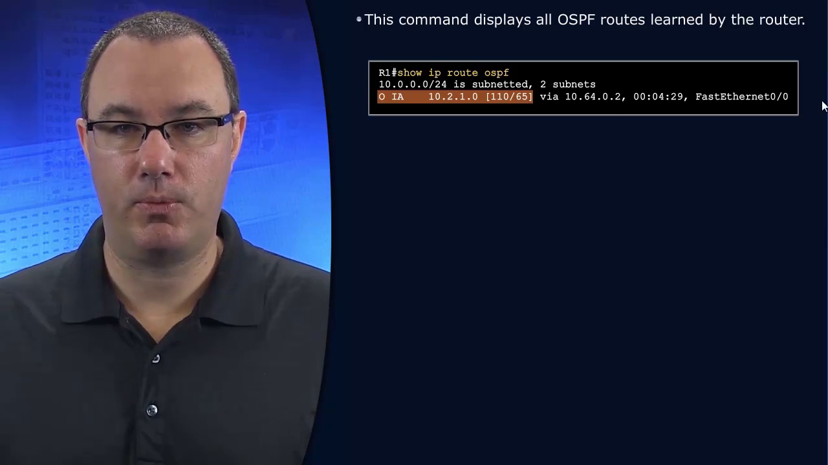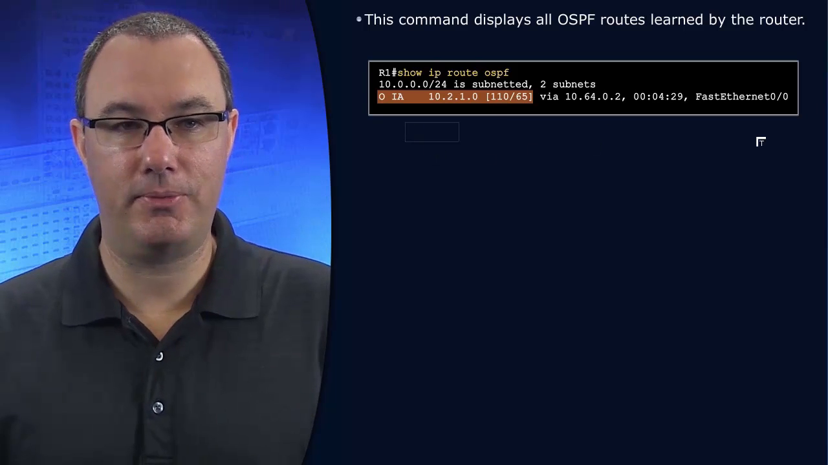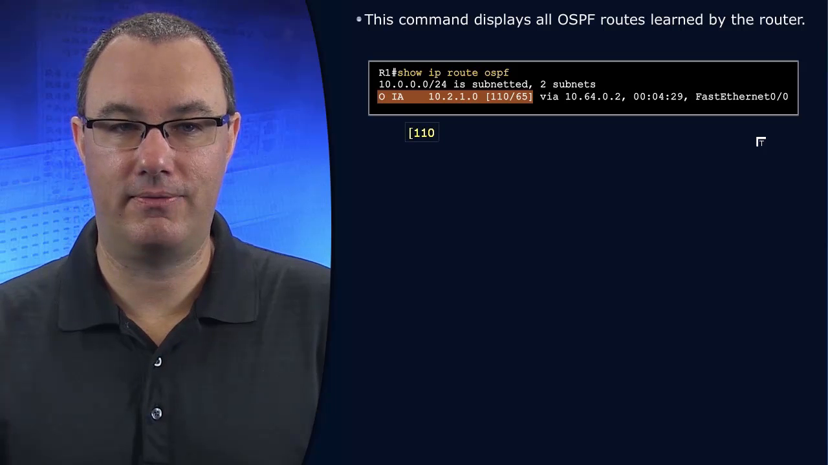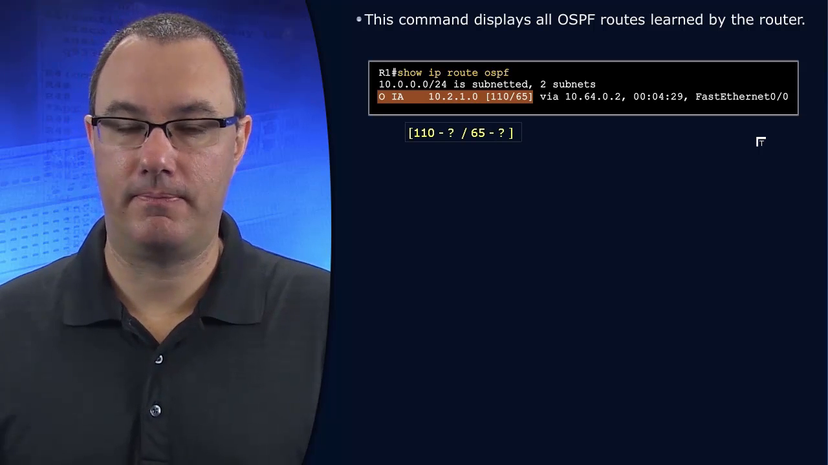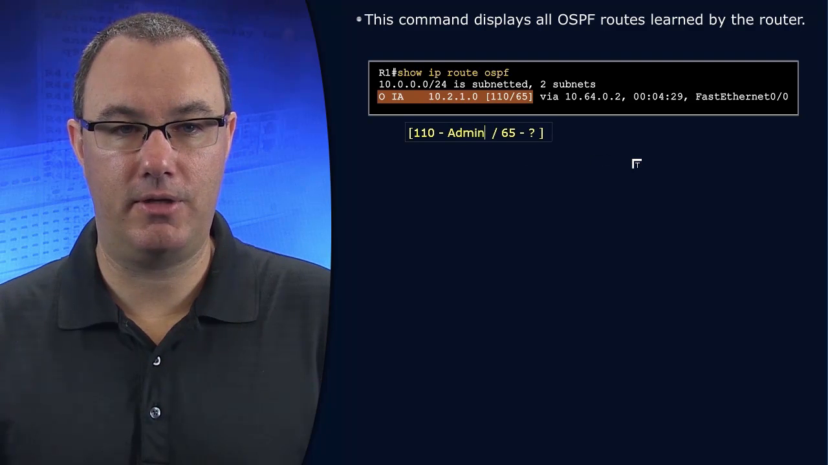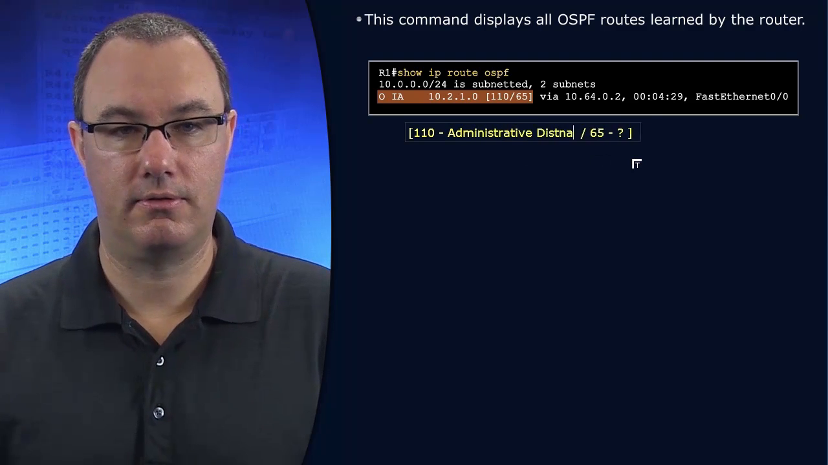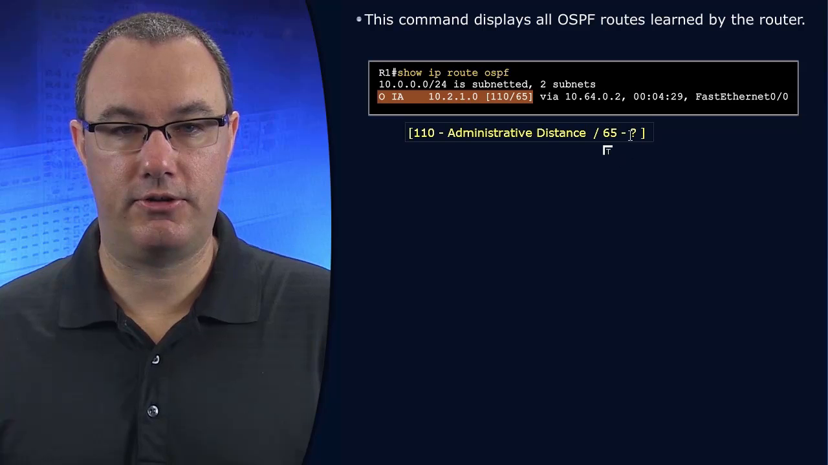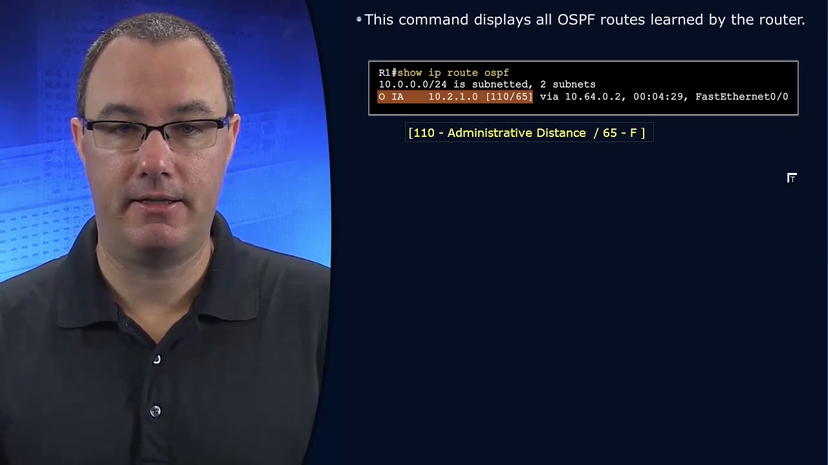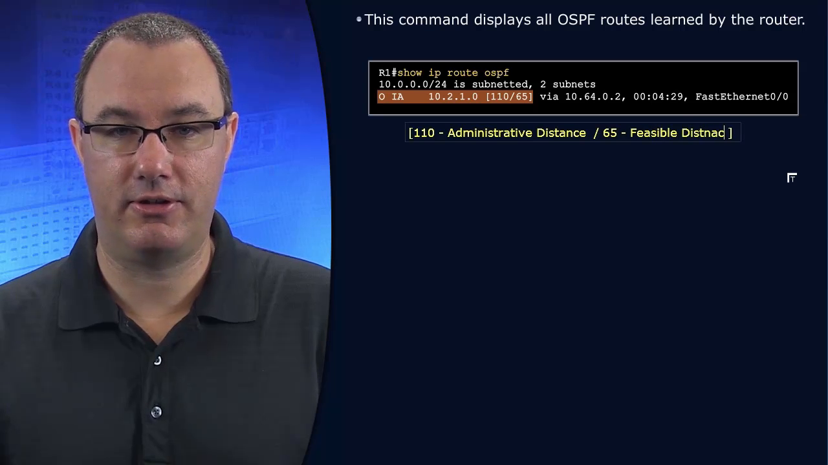110, what is that? What is the 110? You need to be able to interpret what that 110 is. And then what is the 65? We should know that. So the 110 is the administrative distance. The 65 is what? What do we call that in OSPF terminology? That is the feasible distance, which is just the metric.